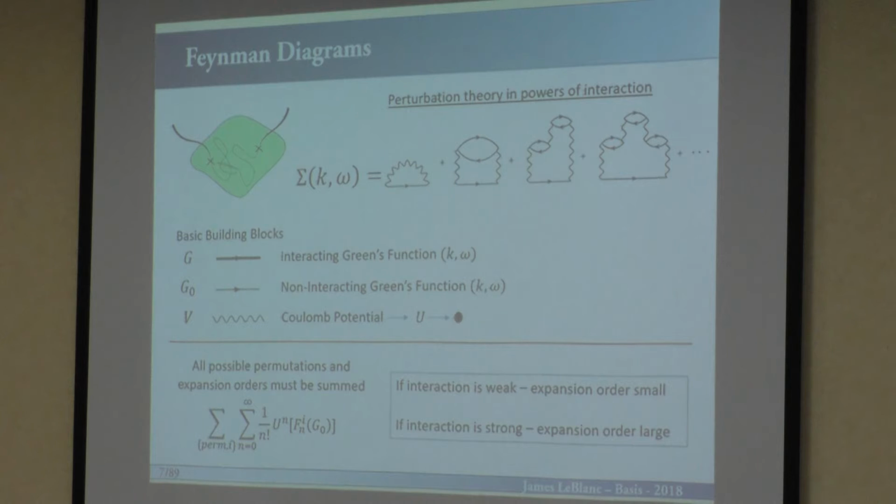Okay? Now, if the interaction is weak, that's a good thing because low-order perturbation theory probably will work in that the higher-order terms become vanishingly small. But if the interaction is strong, the expansion order is large. And again, going back to our definition of strongly correlated, that's one of the possible viewpoints of what it means to be strongly correlated.